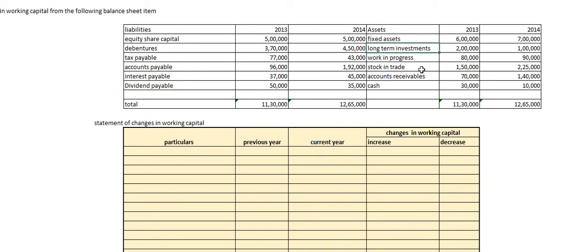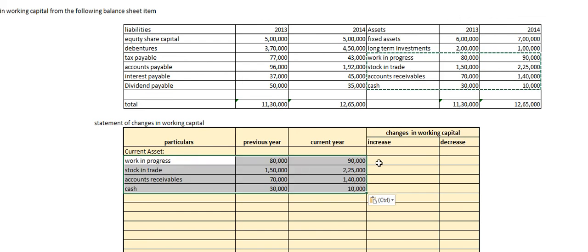Your fixed asset, long-term asset, long-term investment, fixed asset are non-current. Work in progress is your stock, a current asset. Stock in trade is your stock, a current asset. Accounts receivable is your current asset, and cash is your current asset. So again, we start off with current assets. We do not have any adjustments, so we move directly on to the statement of changes in working capital. What are your current assets? Work in progress, stock in trade, accounts receivable and cash.